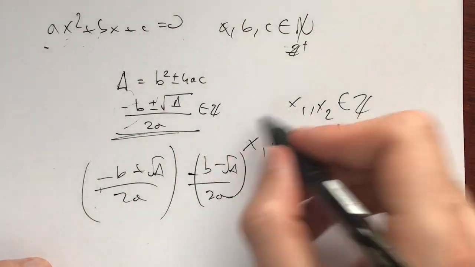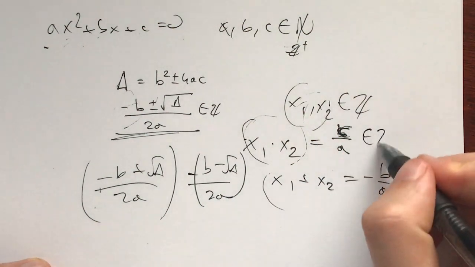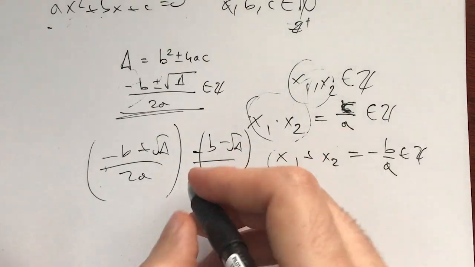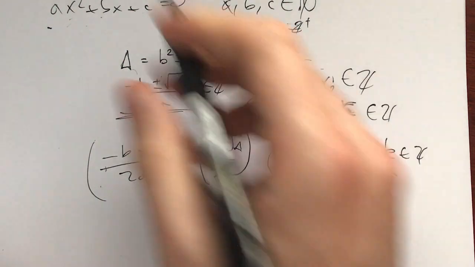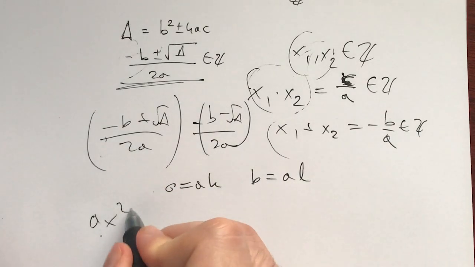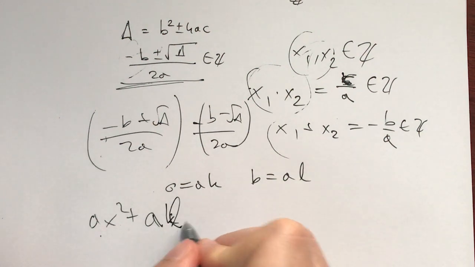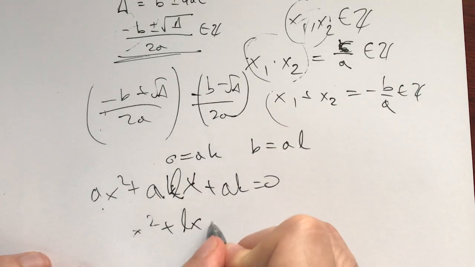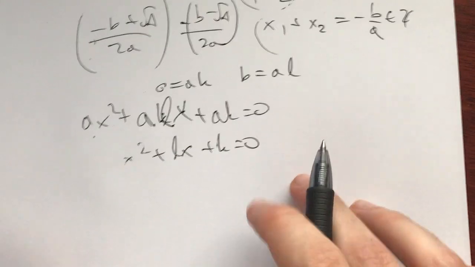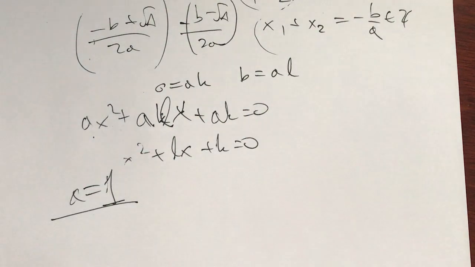So the first thing to see is, if x1 and x2 are integers, then when you multiply them and when you add them, you will get integers. So c is equal to ak, b is equal to al, and then we have ax squared plus al x plus ak equals 0, i.e. x squared plus lx plus k equals 0. So we can assume without loss of generality that a has to be 1. From here, I invite you to take another 5 to 10 minutes and try to work with this, try to pose the problem further.